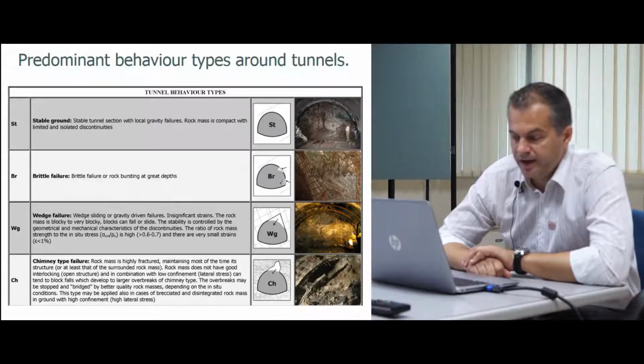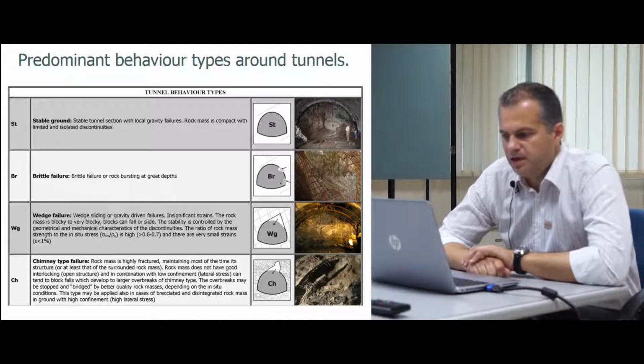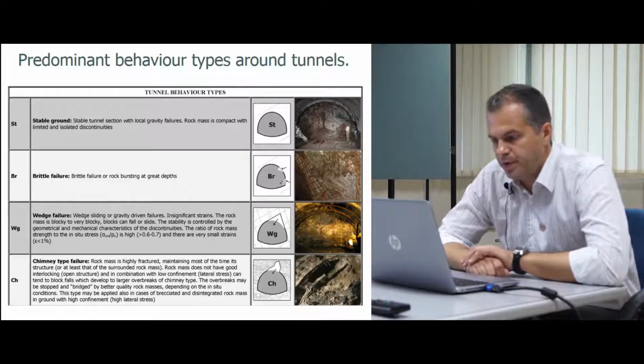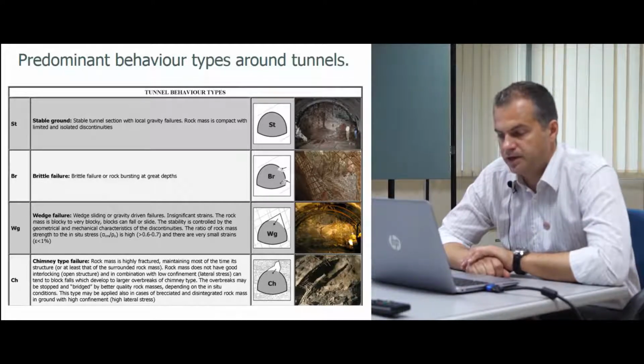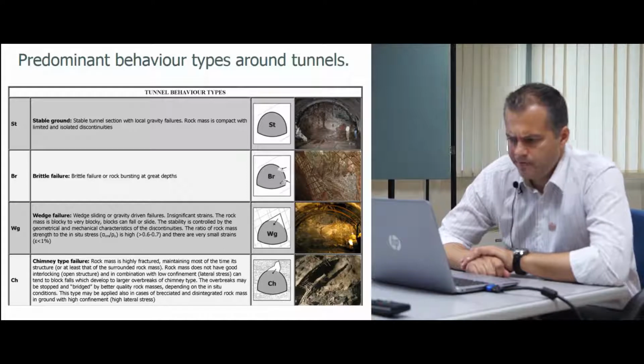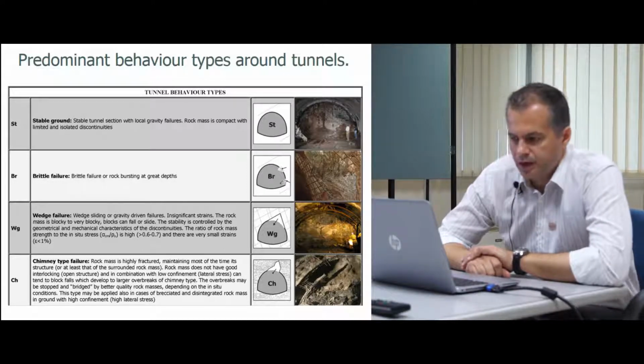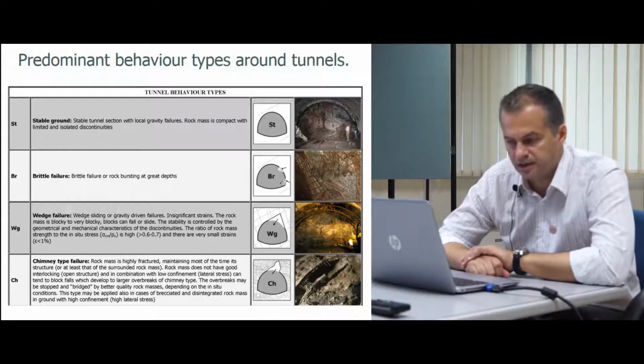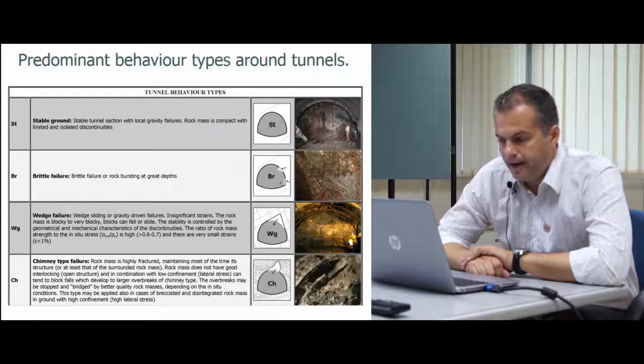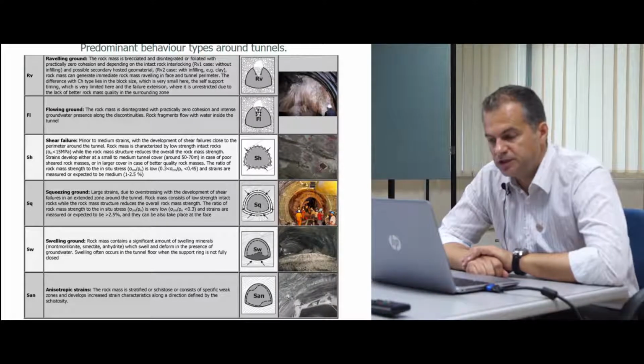And here we don't have any better quality rock mass in the surrounding zone of the tunnel in order to bridge this failure, and we have continuous raveling. The flowing ground is the same, but here we have the presence of water, and we have rock fragments flow with water inside the tunnel. Now going to the stress-induced failures.